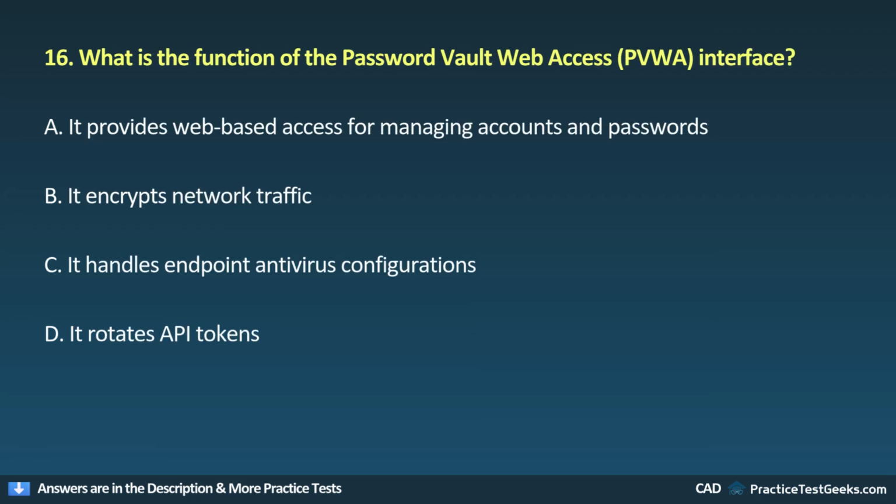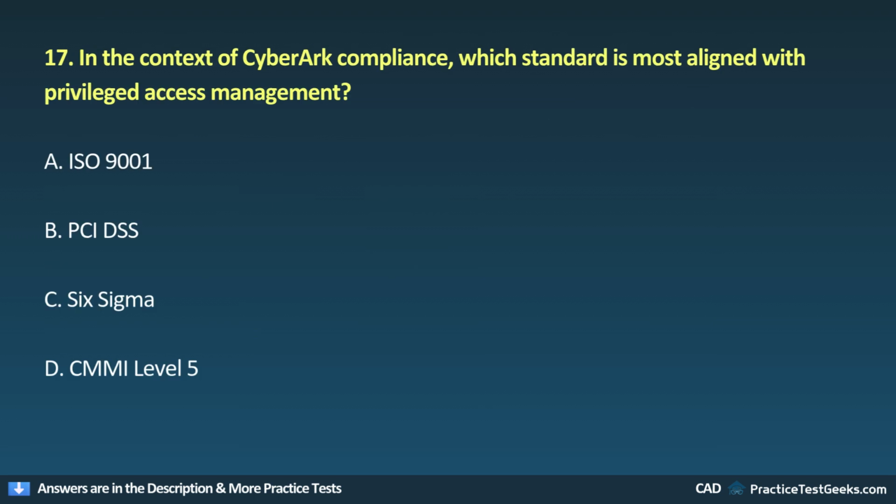16. What is the function of the Password Vault Web Access, PVWA, interface? A. It provides web-based access for managing accounts and passwords. B. It encrypts network traffic. C. It handles endpoint antivirus configurations. D. It rotates API tokens.